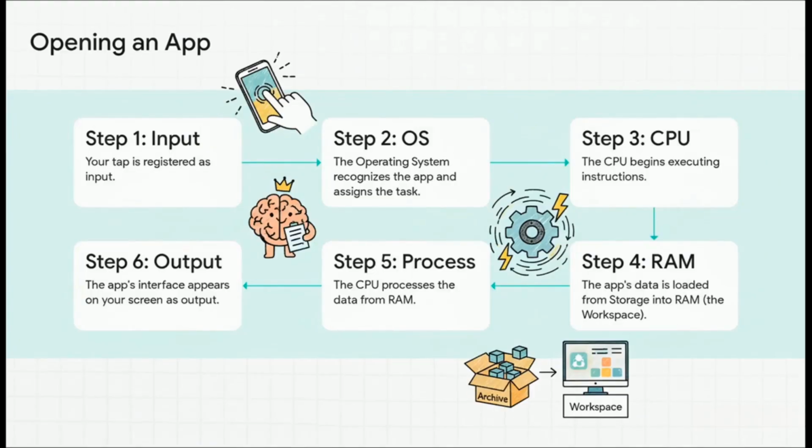All right, let's put our little office team to work and open an app. It all starts with your tap. That's the input. The manager, the OS, gets the request and says, okay, team, we need to open this program. It then tells the worker, the CPU, to get on it. The CPU says, I'm ready to go, but I need the files. So the necessary data for that app is pulled from the deep archive, the storage, and placed right on the desk, into the workspace. That's the RAM. Now the CPU has everything it needs right there within arm's reach. It processes all that data at an incredible speed, and boom, the final result pops up right on your screen.